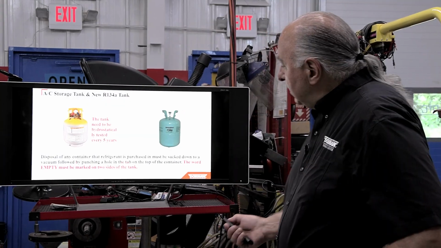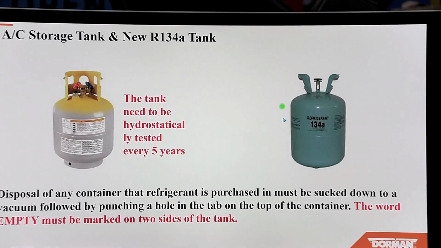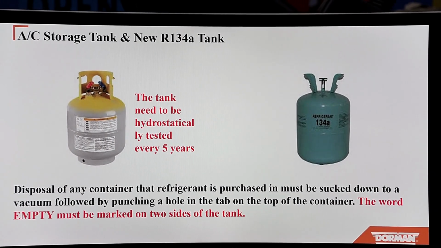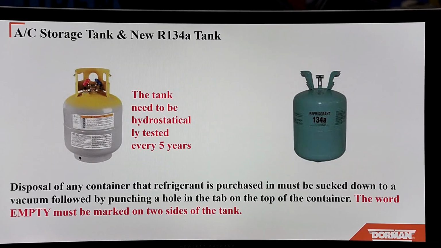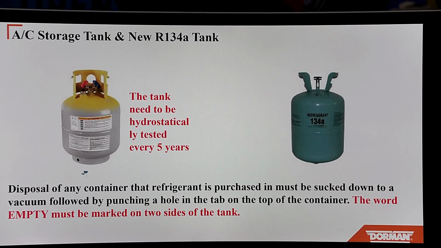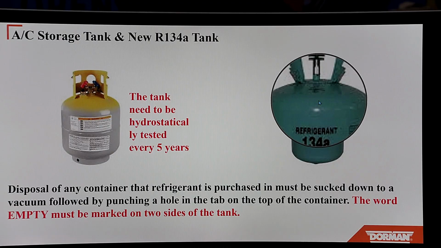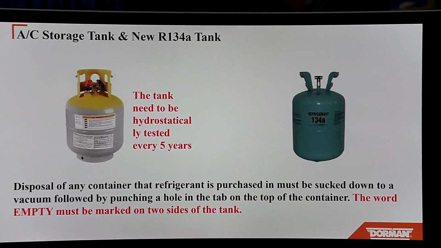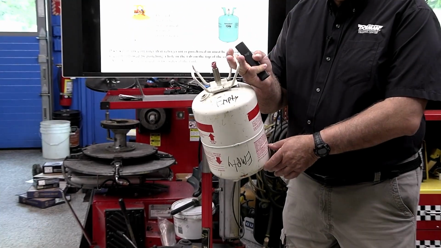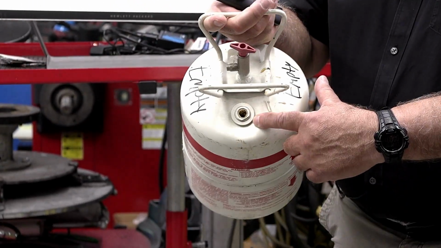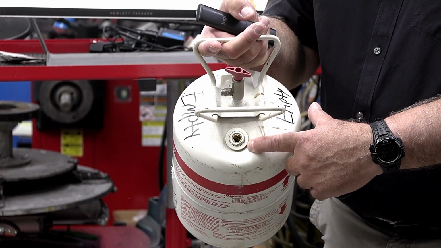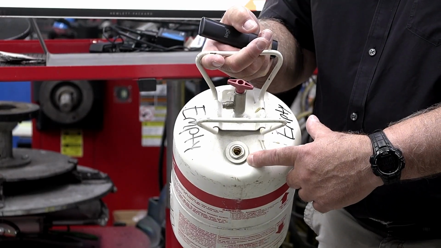Now, on these type of tanks, new refrigerant, when you dispose of it, you have to make sure you put it in a vacuum and you basically suck it down and then punch a hole in the tab that's located up here on a 134A and write the word empty. Well, here, a 1234YF tank, you can see I punched a hole through it, and that way when it goes into a landfill, they know it's empty and the tank won't blow up, okay? So very, very important to do.